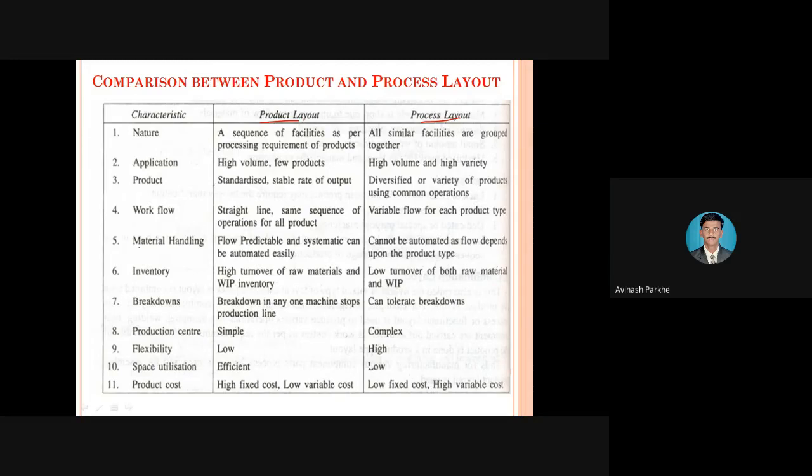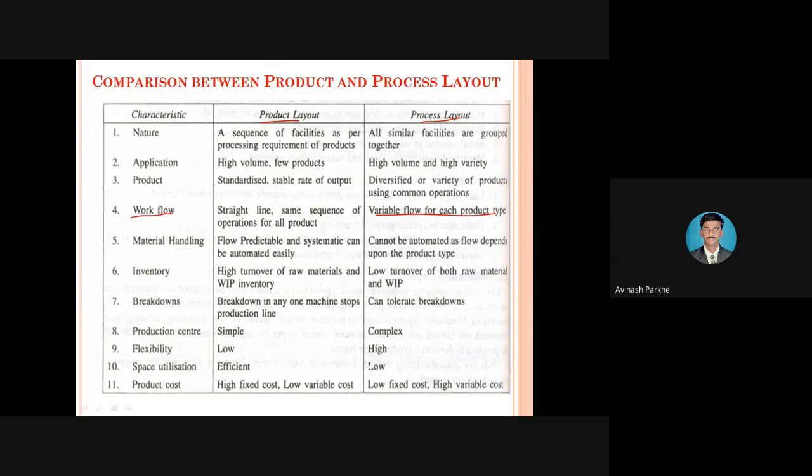If I take an example, the fourth point, workflow. In the case of a product layout, the workflow is a straight line. Whatever layout I have designed in the case of a product layout or line layout, that layout should be perfectly straight. The sequence of operations is the same for all types of products. But in the case of a process layout, there is a variable flow for each type of product.